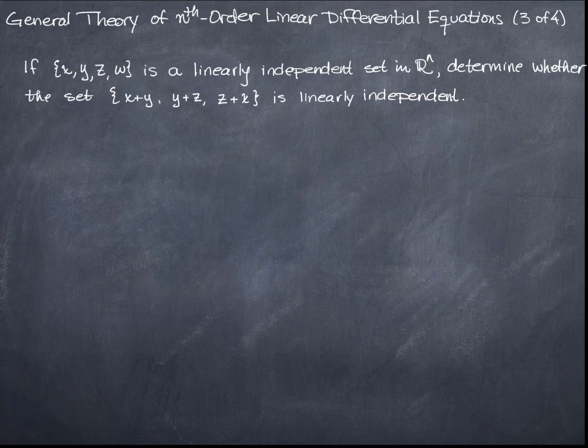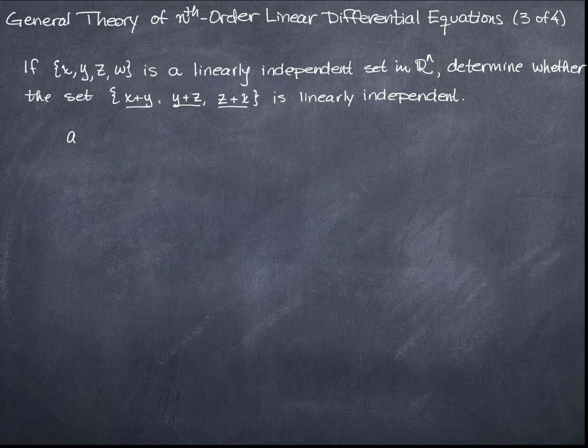Okay, so here's the question. If the collection of things x, y, z, w, these are vectors, but we don't need to worry about that in this class, but it doesn't really matter what they are, I'm telling you that they're linearly independent, a linearly independent set in n-dimensional space. Determine whether the set made up of the three things x plus y, y plus z, and z plus x are linearly independent.